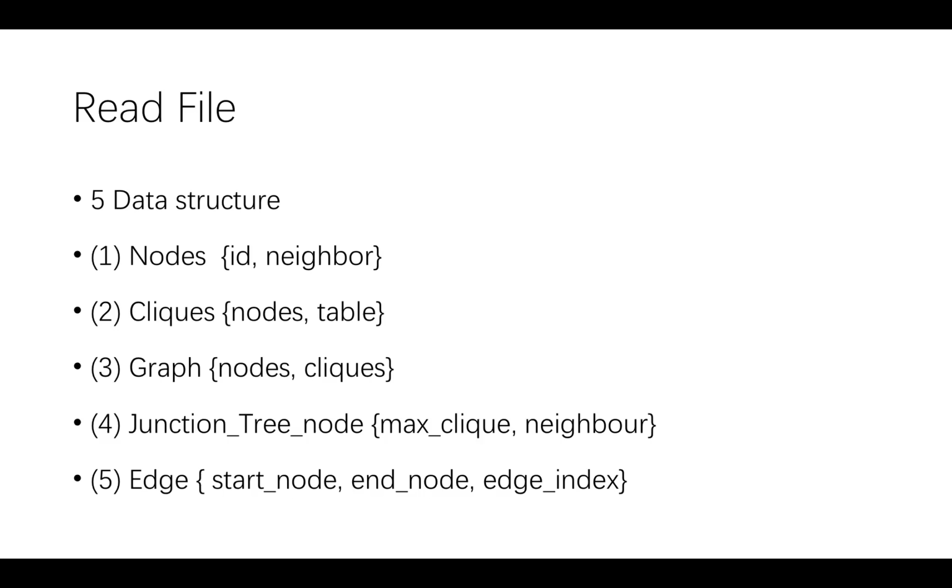The fourth class is the junction tree node, which will be used in the exact inference, and it includes the max clique information and the neighbor information of the tree node. After we got these two, we can have the information of the junction tree. And the fifth class is the edge, because when we do the approximate inference, we need to pass messages from i to j and from j to i, so we need to get the start node and the end node and give the edge an index to know which edge it is.